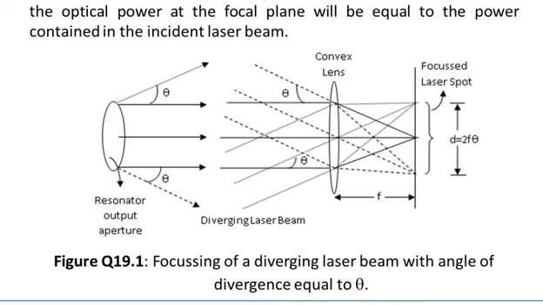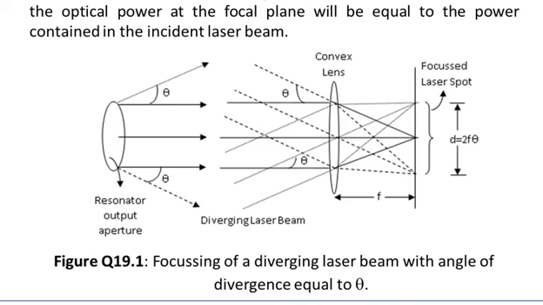So you can see over here that I have shown the focused laser spot, and the diameter, which is represented by small d, is equal to 2f into theta. So this is actually the diameter of the laser spot at its back focal plane.